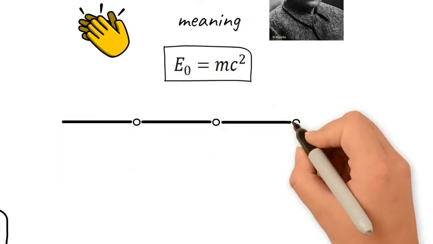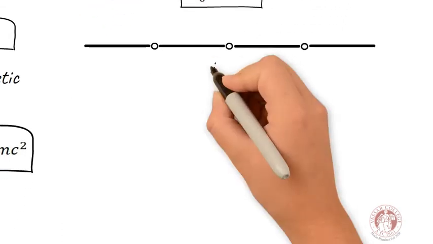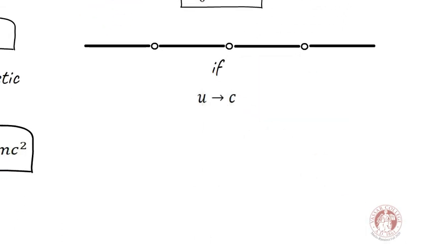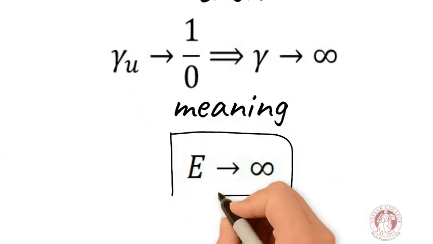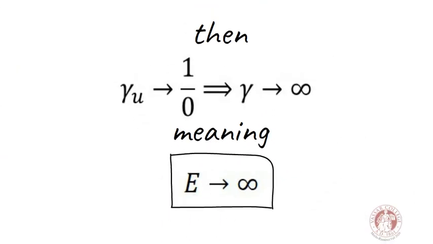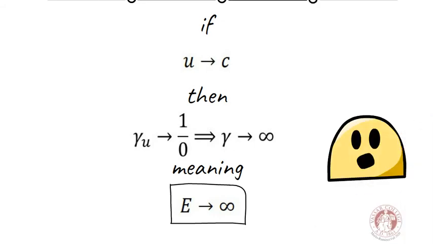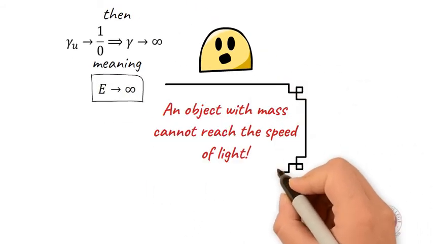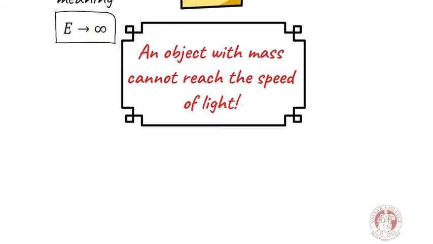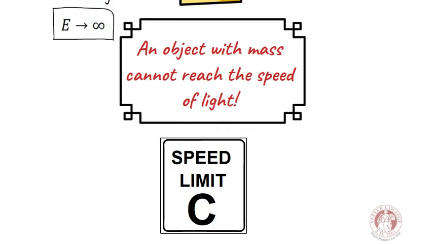On the other hand, if the speed of the body approaches the speed of light, then the relativistic factor becomes infinite, meaning that the energy is also infinite. In this case, we reach the following conclusion. A body with mass needs an infinite amount of energy to reach the speed of light. Then, under our current knowledge, we reach the same conclusion as in previous videos, that is, the speed of light is the limit for interactions to propagate.